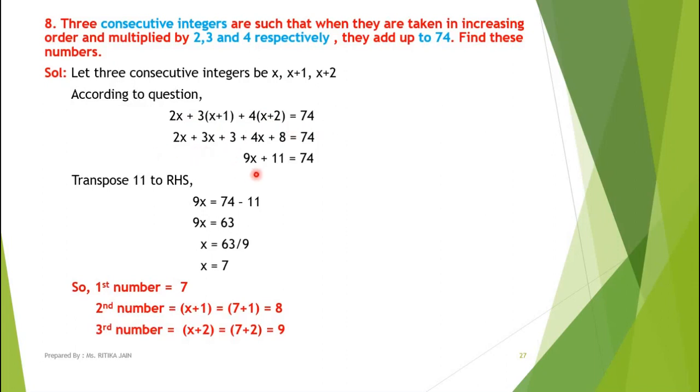Simplify the equation. You will get 9x plus 11 equals 74. Now transpose 11 to RHS. It will give you 74 minus 11, 63. Value of x will be 63 upon 9, that is 7. Okay. Now in this case you have to find the numbers, not the multiplier. So the first number will be x, the second number x plus 1, that is 7 plus 1 equals 8, and the third number x plus 2 equals 7 plus 2 equals 9. So the 3 consecutive numbers are 7, 8, 9.